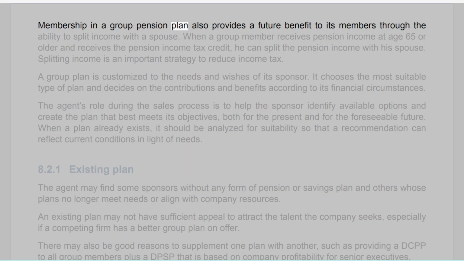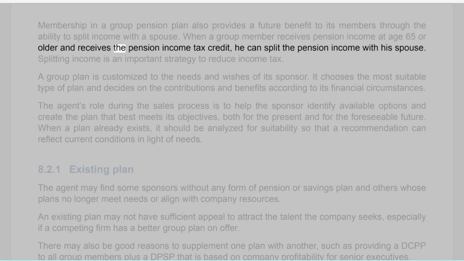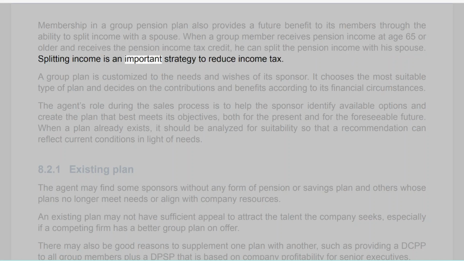Membership in a group pension plan also provides a future benefit to its members through the ability to split income with a spouse. When a group member receives pension income at age 65 or older and receives the pension income tax credit, he can split the pension income with his spouse. Splitting income is an important strategy to reduce income tax.